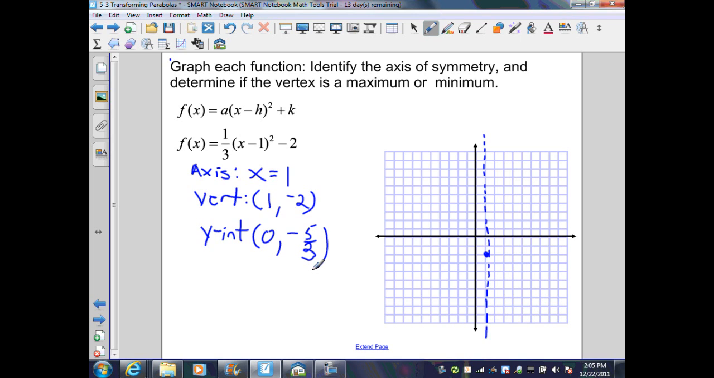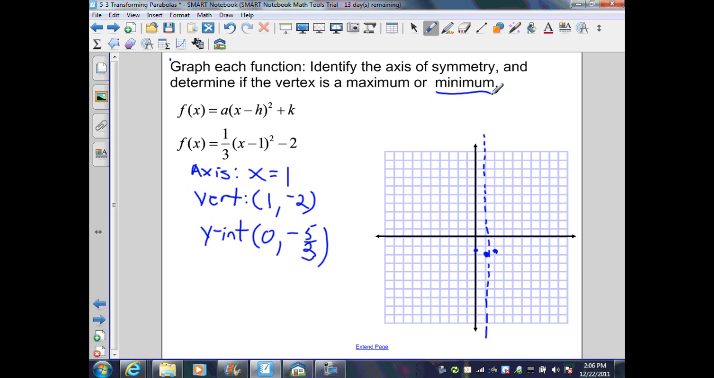Now, I can graph that, and it's mapping over the axis of symmetry, 0 and a negative 5/3, which is a negative 1 2/3. And I map that over the axis of symmetry. It's 1 unit to the left, so I'm going to put it 1 unit to the right. And notice that these 2 points are above the vertex, and I know that should be true because my A is positive, and therefore my parabola is going to open up, which tells me my vertex is going to be a minimum.